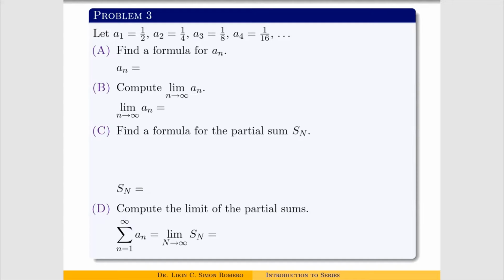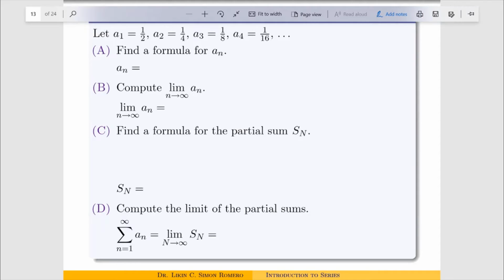All right, so for problem 3, we're given this sequence here where A1 is 1/2, A2 is 1/4, A3 is 1/8, and so on. If we're looking for the formula for A of n, the thing to note is that in every term the denominator is multiplied by 2, and so what we get is that A of n is 1 over 2 to the n. And once again, you can verify that that actually does work for the first few terms.